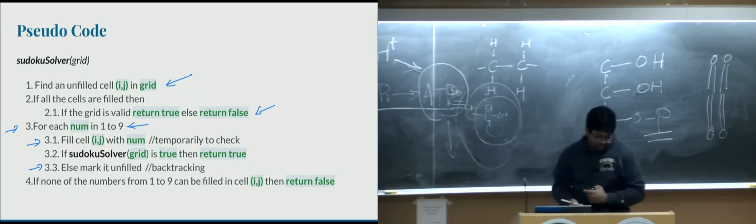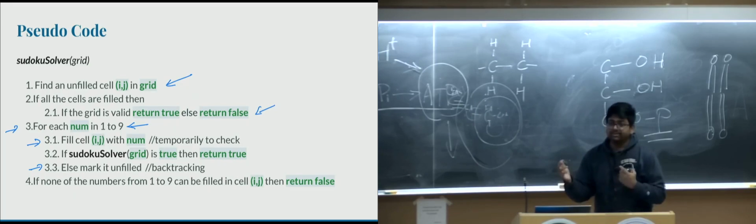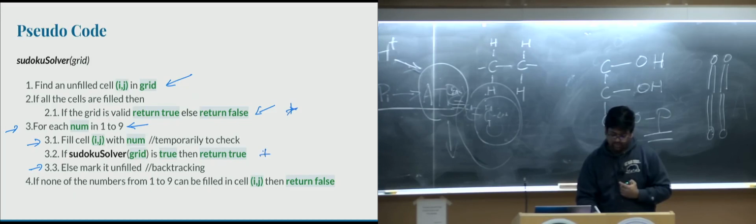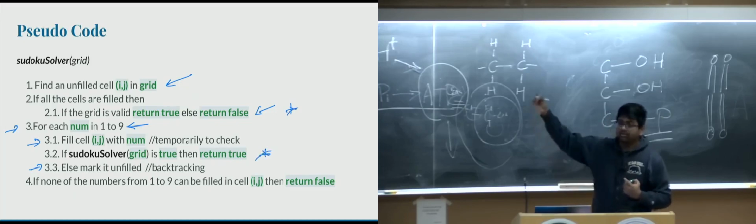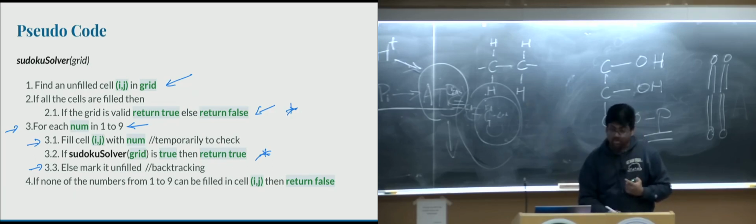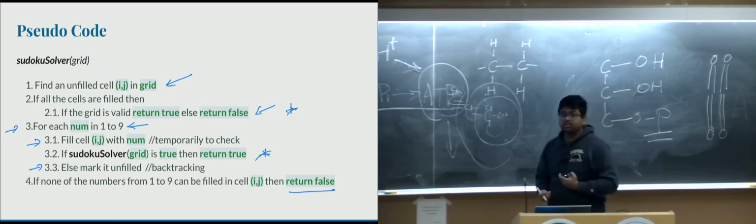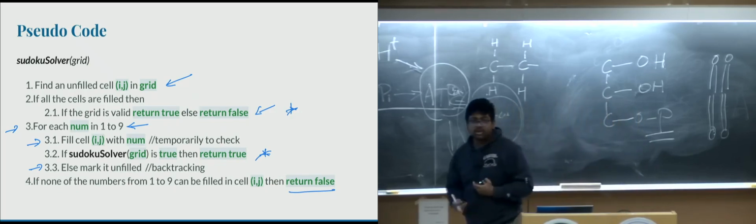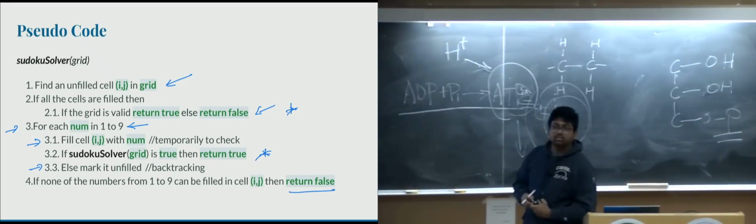Okay? So if there is a true statement somewhere, it can be written at two places, right? It will be here or it will be here, right? But if you're not able to get a true result at either of these positions, you will simply come out of that loop and you will return false, right? Any questions on this algorithm?